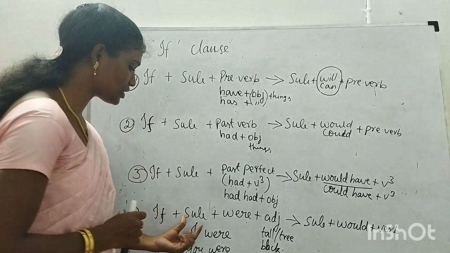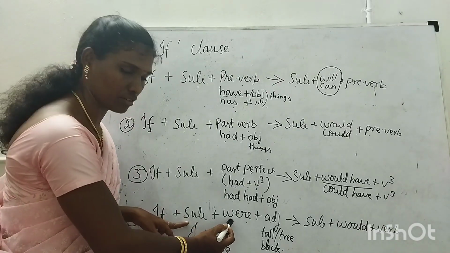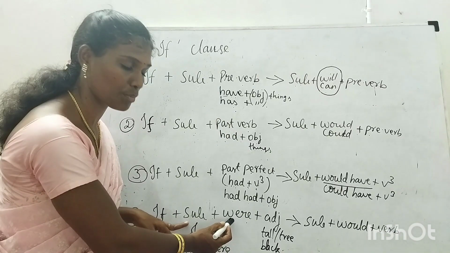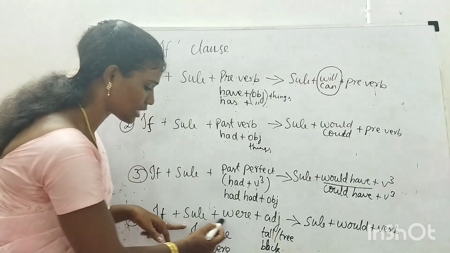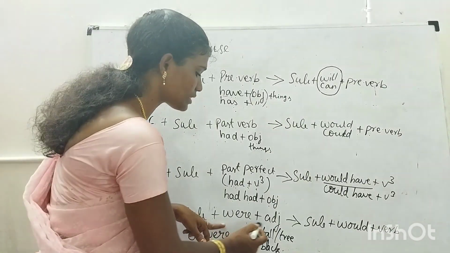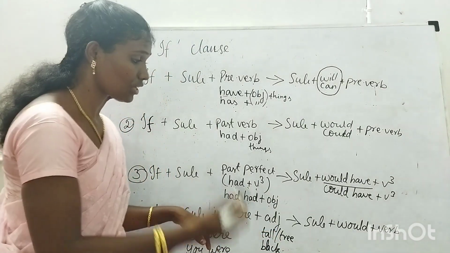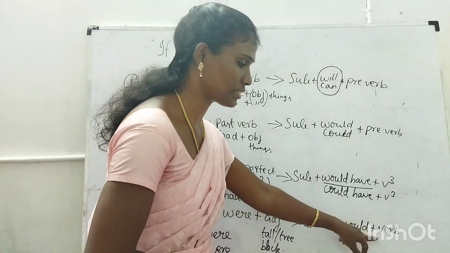So that imagination situation: if plus subject plus were. For imagination we will use the be form were. Were plus adjective. This is the sentence structure. If plus subject plus were plus adjective means your answer will be subject plus would plus present verb.